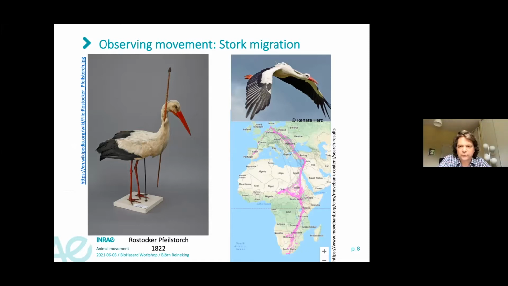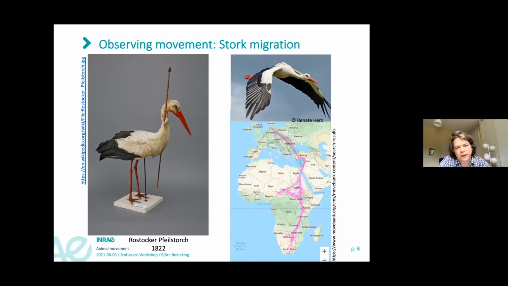One of the earliest proofs of that was this Rostocker Pfeilstorch. A stork that was hit by an arrow was found in northern Germany, and the arrow could be traced to a type of arrow that would be used in Central Africa. So at the time, that was the proof that storks really do migrate this far, and do not stop in Spain or transform into mice over the winter, which apparently, according to Wikipedia, was one of the alternative hypotheses at the time.